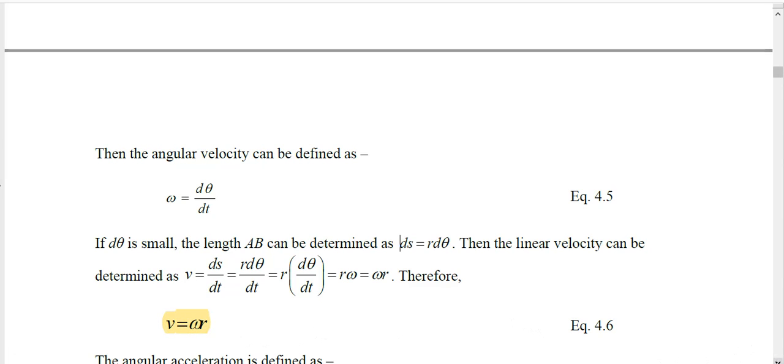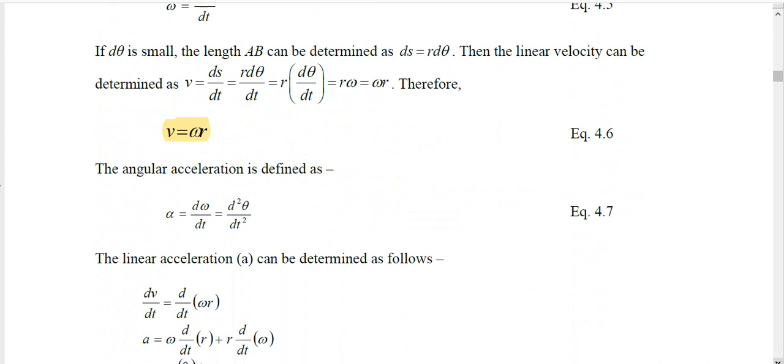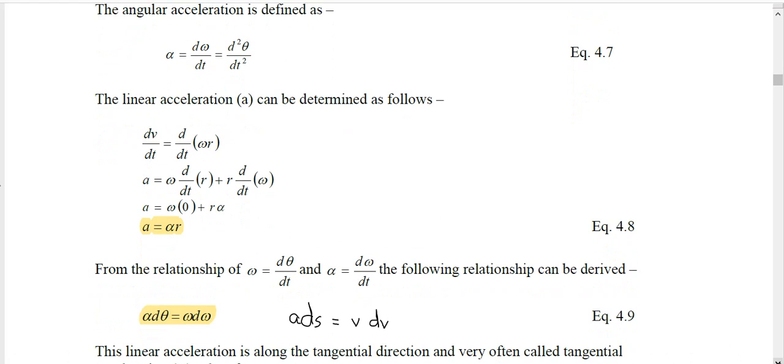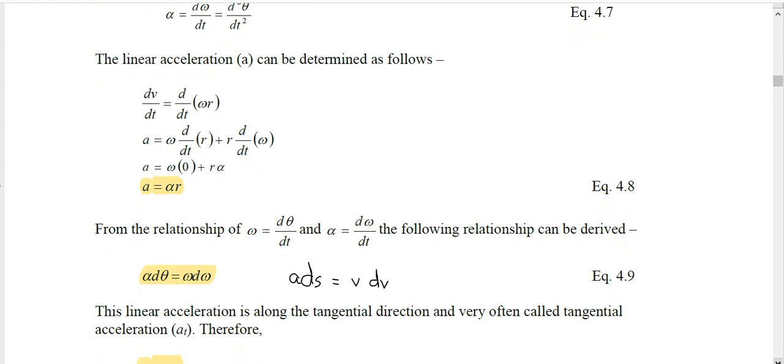We need this equation. Similarly for acceleration, a is linear acceleration, alpha is angular acceleration, so linear acceleration equals angular acceleration times the radius. Now this acceleration is tangential acceleration. Whenever a body moves around an axis or in a circular path, there will be two accelerations, normal and tangential. We'll talk about normal.